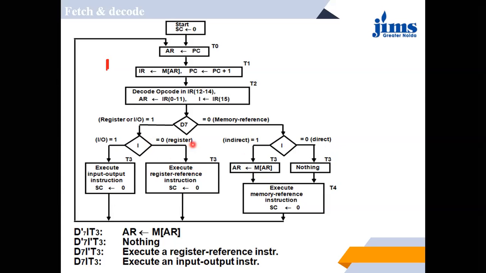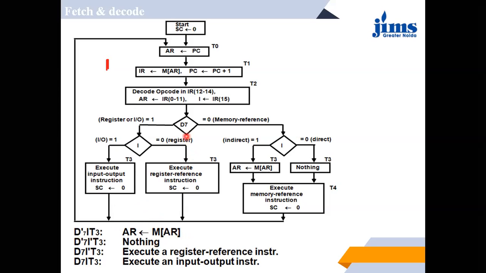If it is from the register, then execute register reference instructions and put the value of 0 to SC. So we can see from here also that this is D7IT3. D7IT3 means at time T3, the content of memory at register AR, means address. Content of this is going to be transferred to address register at D7.